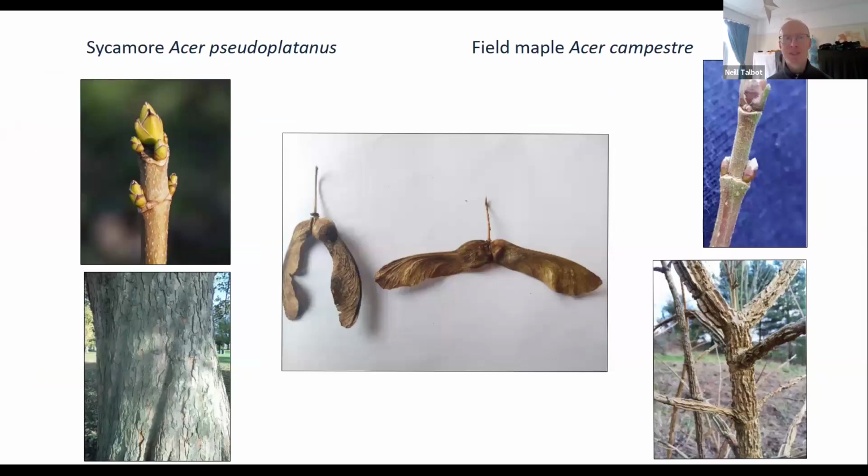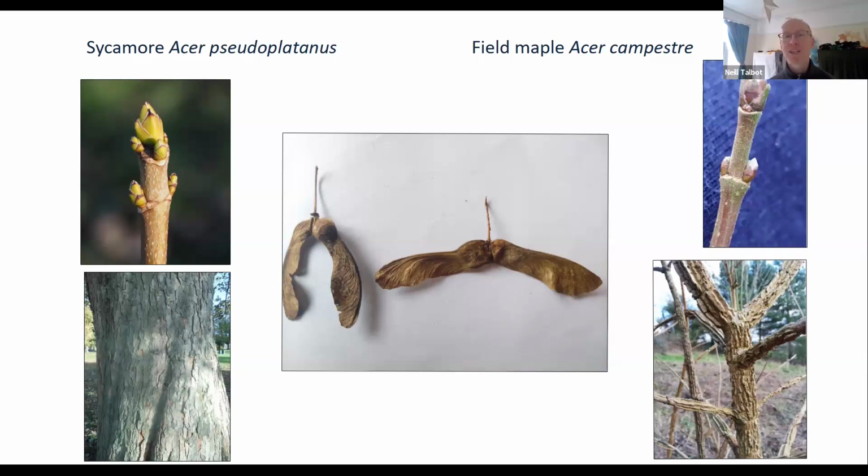So moving on to the maples. We've only got one native species of maple, and that's field maple. But we have got two quite well naturalized species, which are sycamore and Norway maple. With sycamore, there is some debate: some people think it is native, or it's been here a very long time anyway, and it has become part of our native flora.